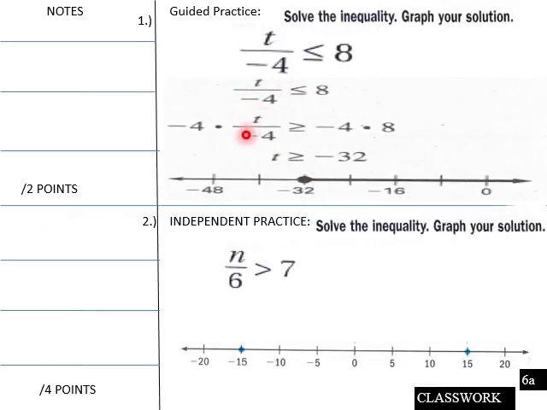Here's the solution to your guided practice. You multiply through by a negative 4 to get rid of this quotient here. And when you do that, you change the direction of your inequality to the other way. So t is greater than or equal to negative 32. Here is the graph of that. And it's a solid circle because of your partial equality sign here.